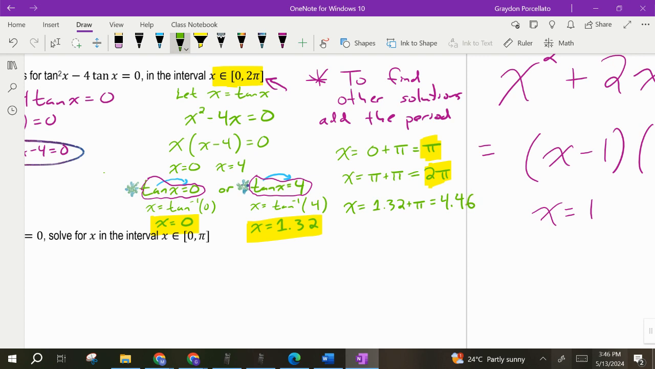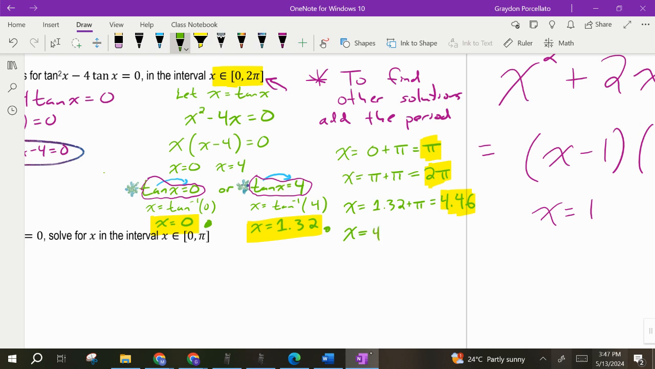4.46. Okay. That's how we find that one. So that's another solution. And now let's add pi to that. Notice how we're taking both of our solutions from here and we're adding pi to them. If we get outside of our zone, if we're bigger than 2 pi, then we've gone too far.